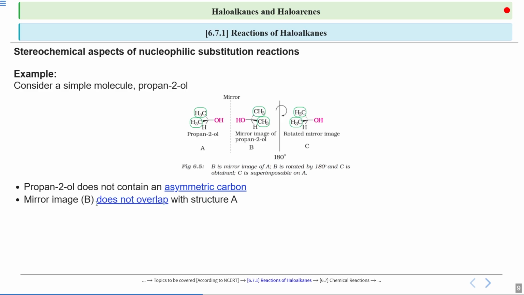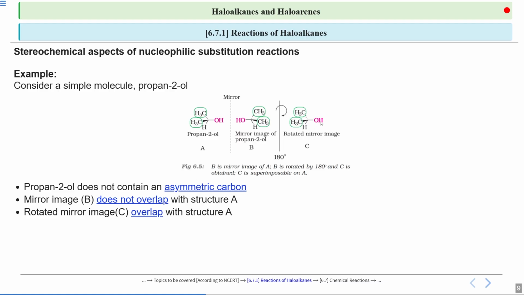And the mirror image B, which you have drawn using the A structure: if you take this mirror image B and put it on the A structure, it will not be superimposed, right? So the mirror image B is not overlapping with the structure A.